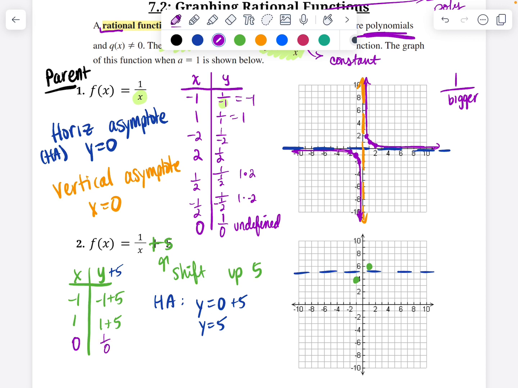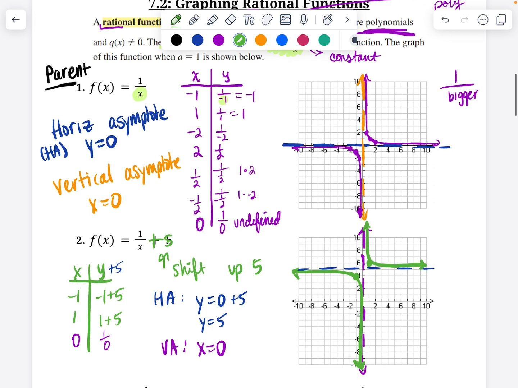And then what would happen if I substitute in 0? Still 1 over 0, still undefined. It doesn't matter that we're adding 5, which means our vertical asymptote didn't change. It is still at x equals 0. So that means we have one branch. That's what we call these pieces or chunks of the graph. We have one branch in the upper right-hand corner, and we have another one in the lower left-hand corner.